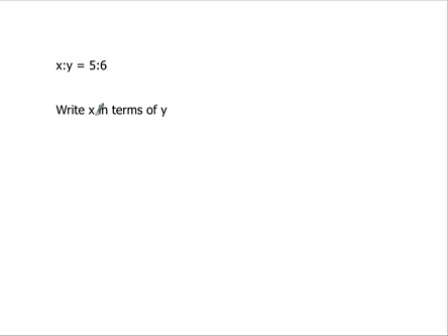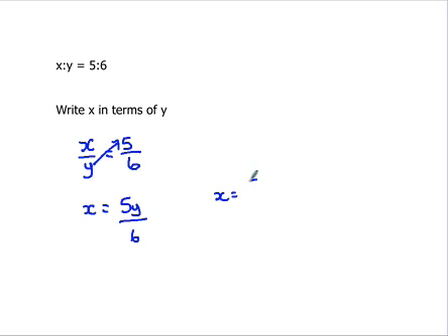x to y equals 5 to 6, write x in terms of y, and we need this to be able to do the next question as well. So remember that any ratio can always be written as a fraction, so x over y must be 5 over 6. So I just need to rewrite this with x on its own and y on the other side. So I'm going to undo this divide by y by multiplying, so I'll get x equals 5y over 6. You could have also written that x equals 5 to 6y. It's exactly the same thing.